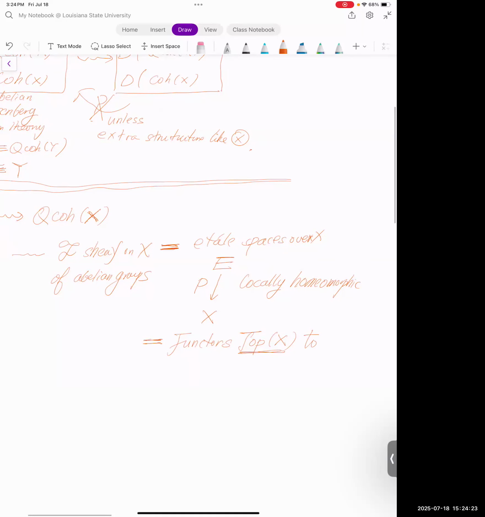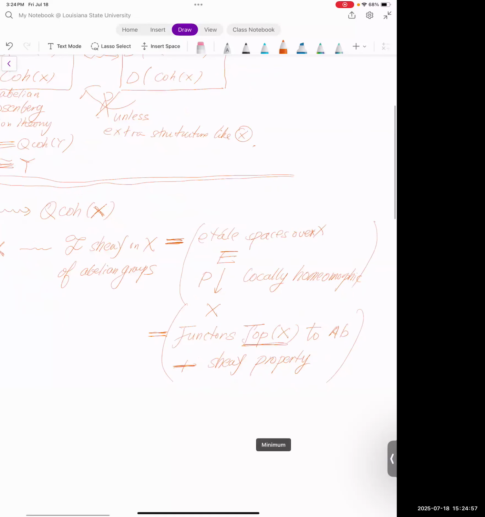And a sheaf of abelian groups means I'm talking about functors from this open subsets category of X to the category of abelian groups. If you have this, it's called a presheaf. Then you have the condition that sections are determined by local data. That's called the sheaf property. So it's a functor from Top(X) to abelian groups plus some sheaf properties. And these two turn out to be equivalent.